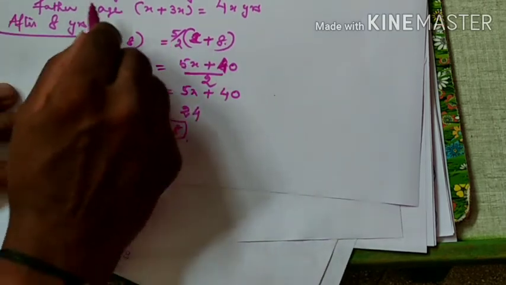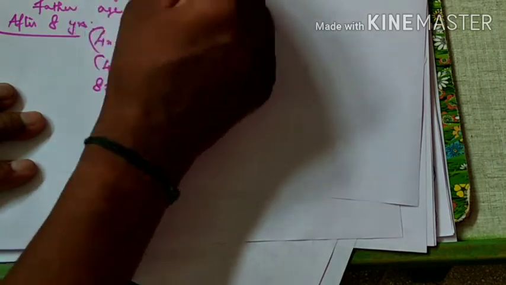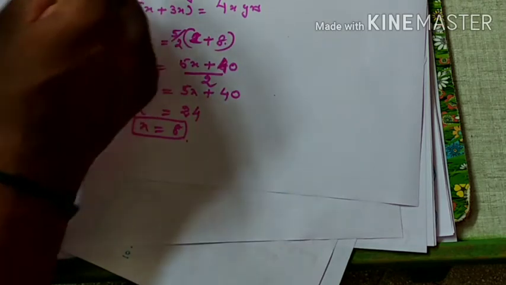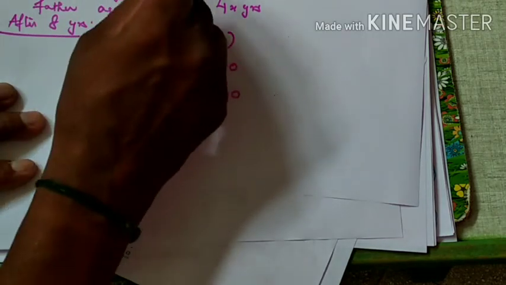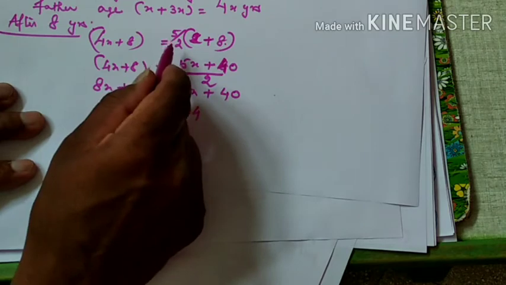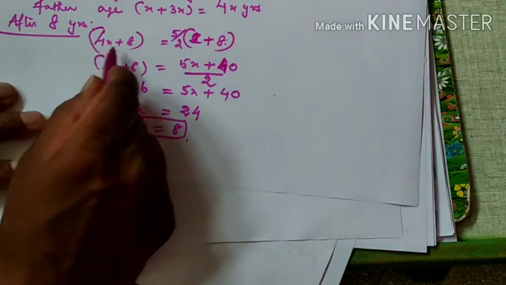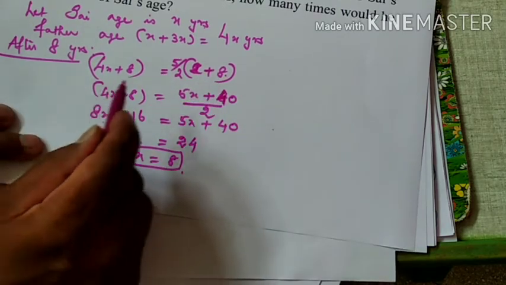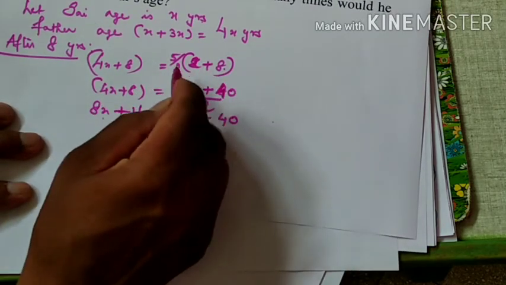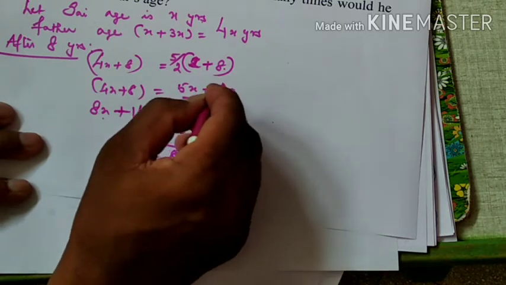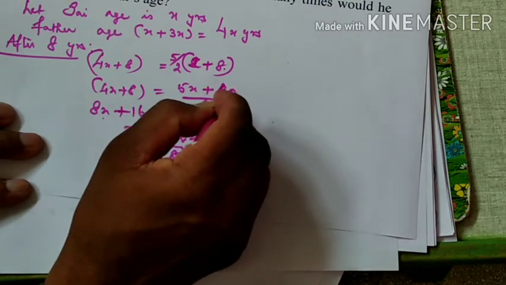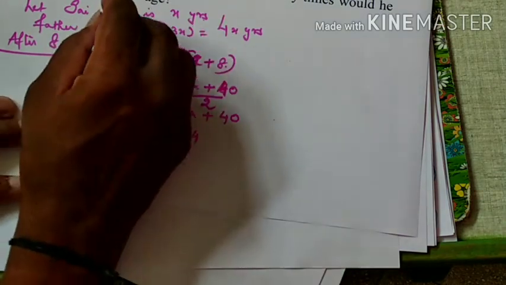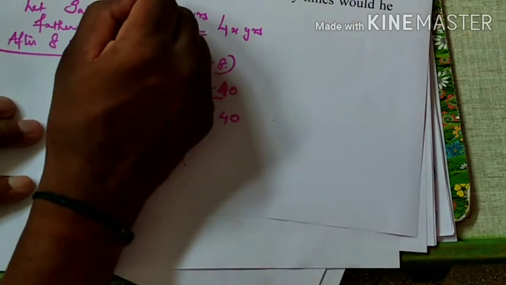Here I will repeat once again. Soy's age is x years. Father's age is 3 times more, that's x plus 3x, which is 4x here. And also after 8 years, what is happening? Here he would be 2.5 times, that's 5 by 2. After 8 years we are adding 8 to both sides. Therefore 4x plus 8 and x plus 8. After that we are going to simplify this, 5 into 8 is 40. Then you are going to cross multiply. X equal to 8. Now what is happening after a further 8 years?